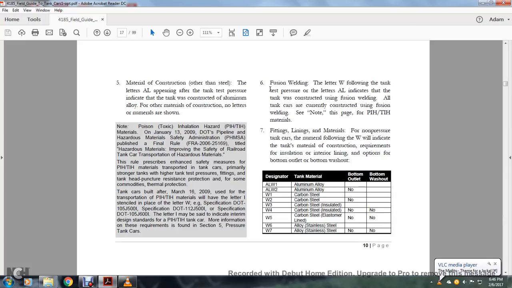Fusion welding 5 or W5, carbon steel, elastomer lined. Bottom outlet none. Bottom washout none. Fusion welding 6 or W6, alloy stainless steel. Fusion welding W7, alloy stainless steel, no bottom outlet, no bottom washout.